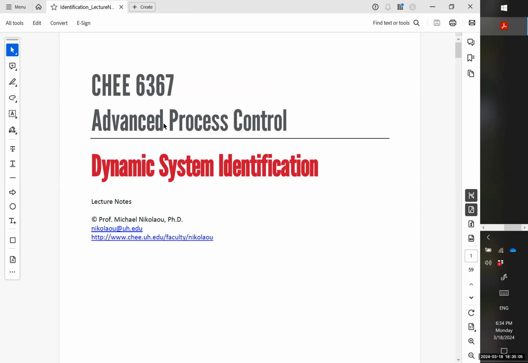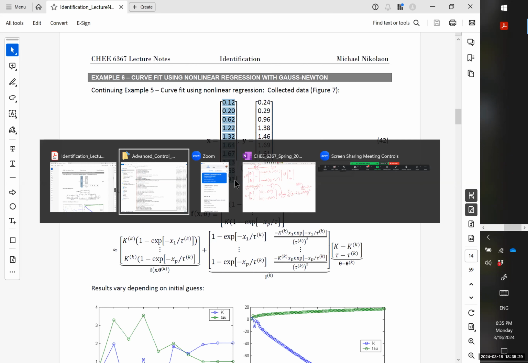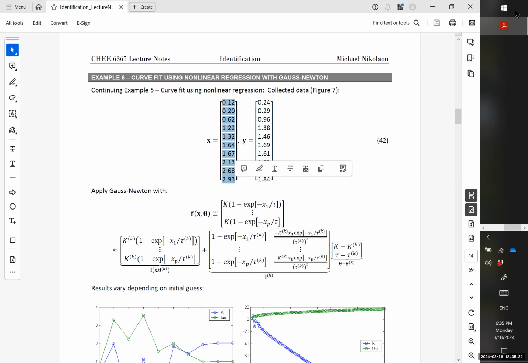This is on page 14, so let's go to 14. And it's these data I'm going to show you here. Okay, these data, so let me copy these data to an Excel sheet. Let's start Excel.